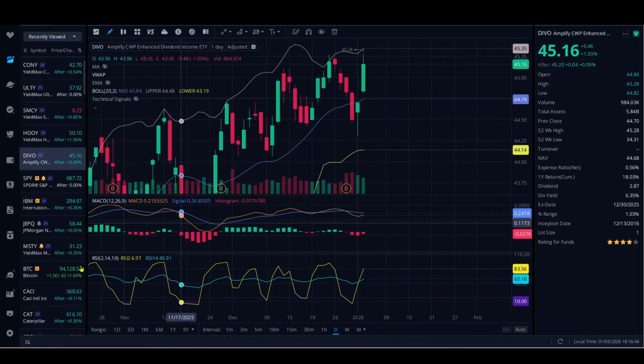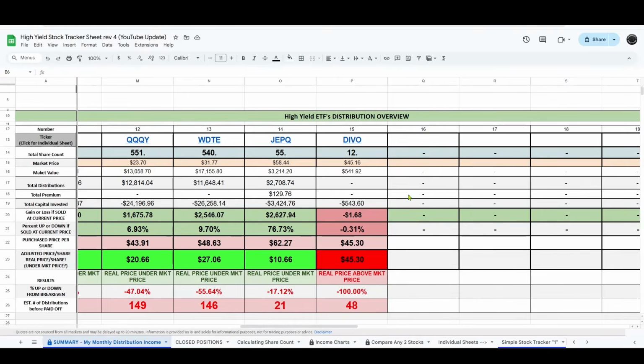And the same goes with JEPQ, because on JEPQ you can see it has a market price of $58.44 and my real price per share is $10.66. Now, this one here was much lower, but I did purchase this past week. I bought some more shares of JEPQ, and as I stated, I'm willing to raise that real price per share because JEPQ moves up and to the right.